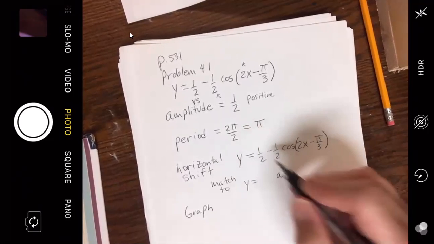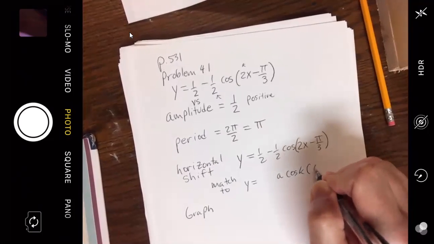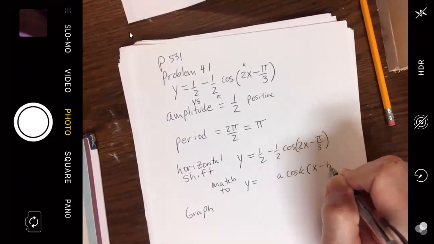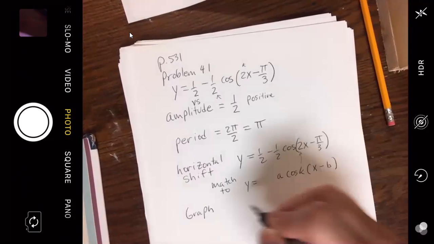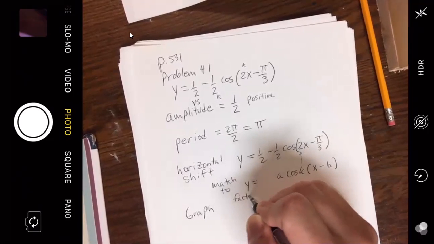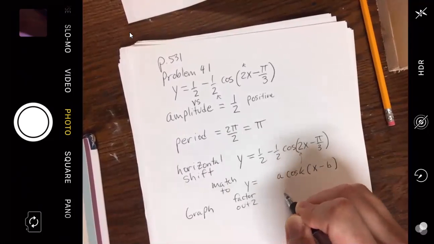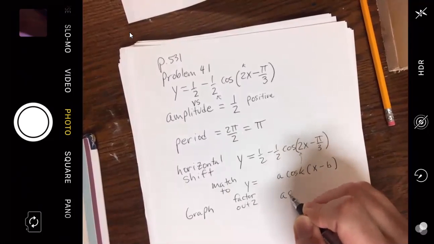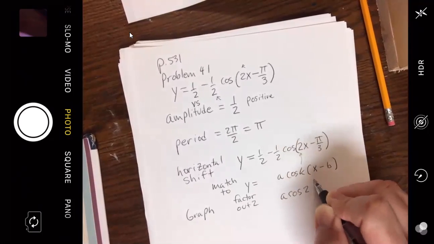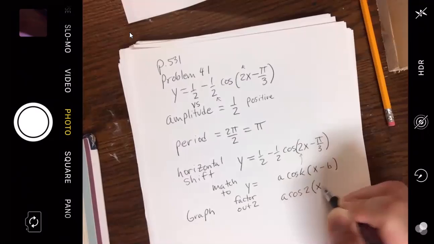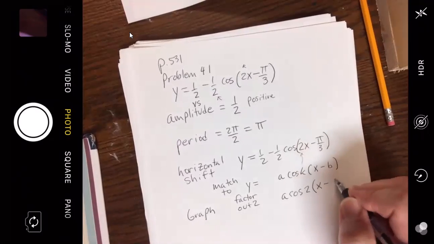A, we'll ignore the vertical shift, cosine of k, and then a plain x minus b. K is the 2. We got to factor out the 2. So that's a cosine of 2 parentheses x. So I'm factoring out the 2 as the k right here, minus pi over 3.